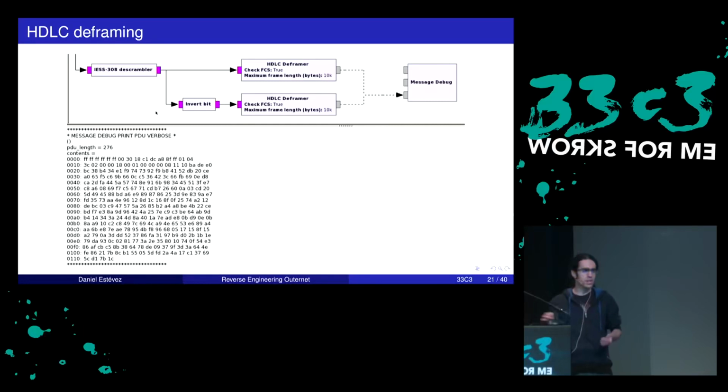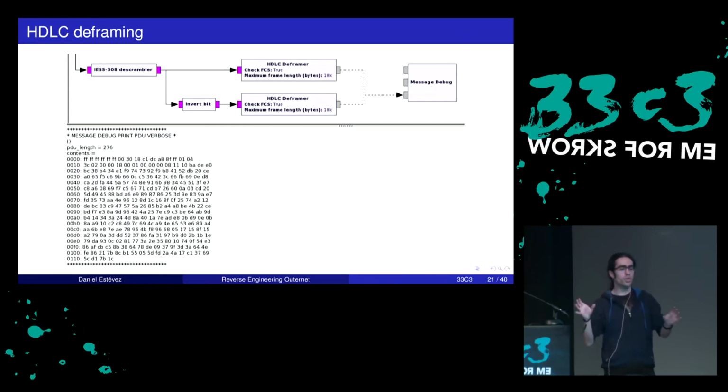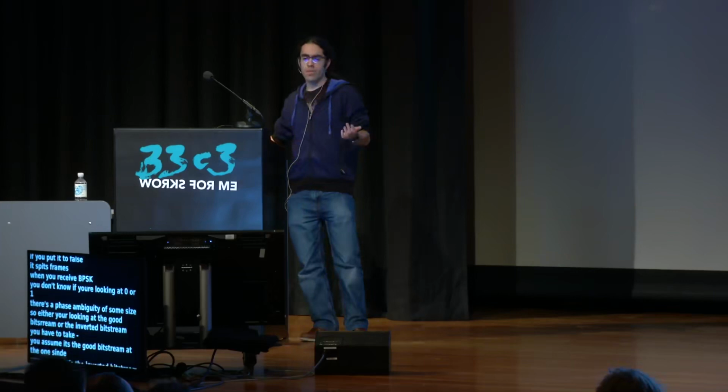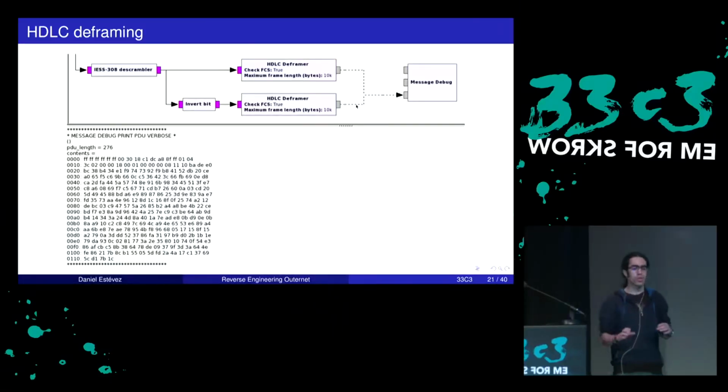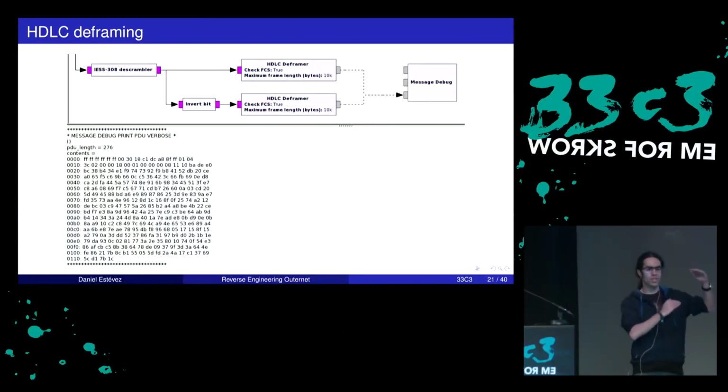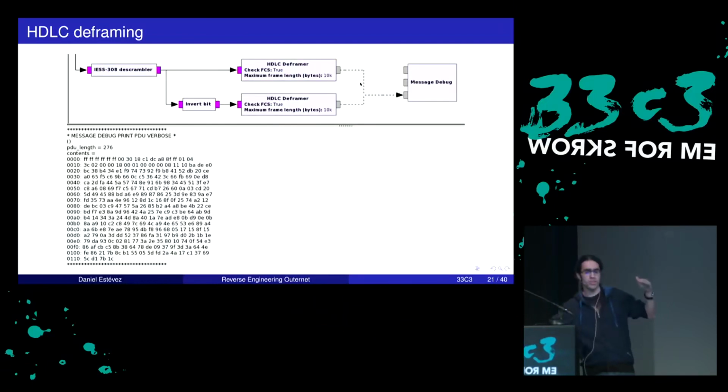And a slight thing in here: when you're receiving BPSK, there's a phase ambiguity of 180 degrees. You don't know if you're looking at a 1 or a 0, so either you're looking at the good bit stream or the inverted bit stream. So you assume it's the good bit stream on one branch of the chain. You assume it's the inverted bit stream, so you invert it once more in the other branch, and only one branch is going to succeed at one time, but you don't care. Any one of these two will output frames at the end. And of course, recall that we had two Viterbi decoder branches, so each of those has two deframers, so we are running 4 deframers in parallel. And with this, I start to get frames.